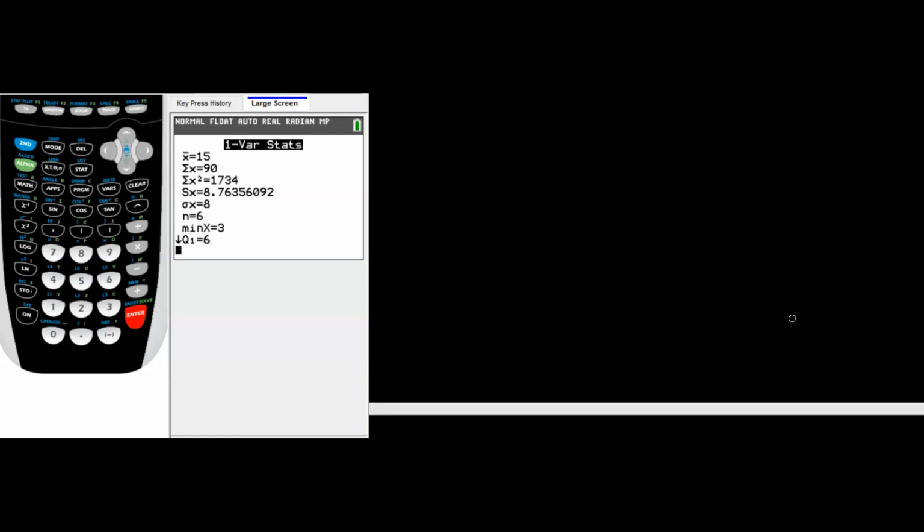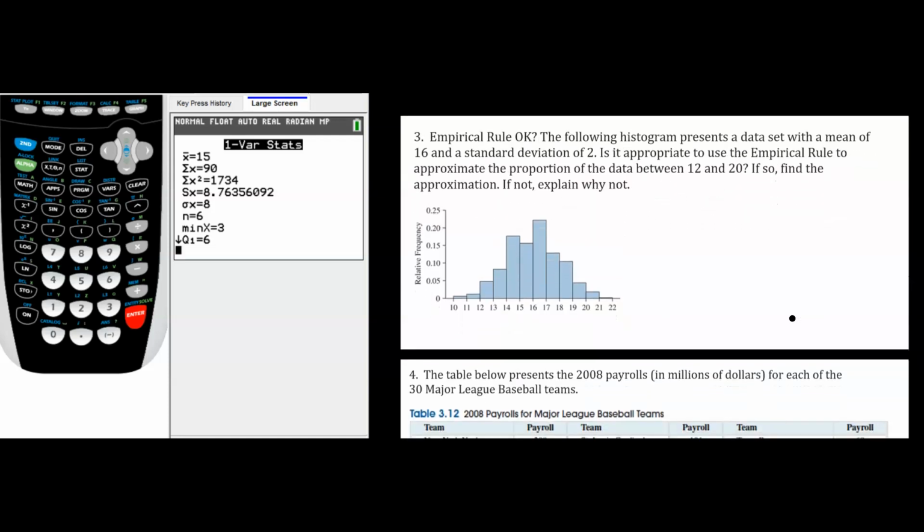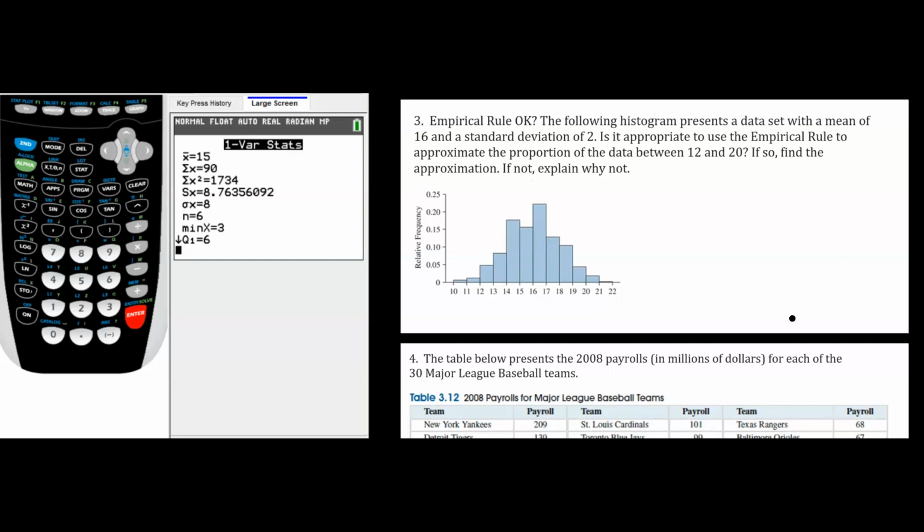Okay, let's take a look at question 3. Question 3 says, first of all, is the empirical rule okay? Can we apply the empirical rule in this context? The following histogram presents a data set with a mean of 16 and a standard deviation of 2. Is it appropriate to use the rule to approximate the proportion of the data between 12 and 20? If so, find the approximation. If not, explain why not.